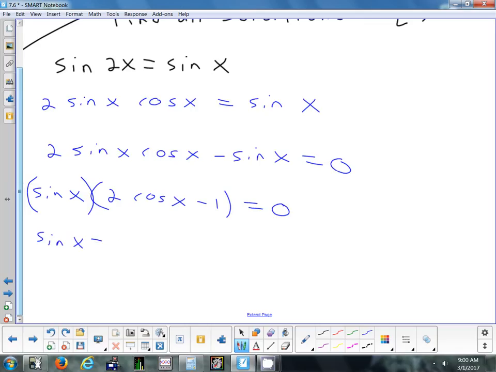So sine x equals 0. Or cosine x equals 1/2. And these are both going to lead to solutions, possibly multiple solutions. There's nothing here bigger than 1 or -1, which we do have to pay attention to now because we're dealing with sines and cosines.